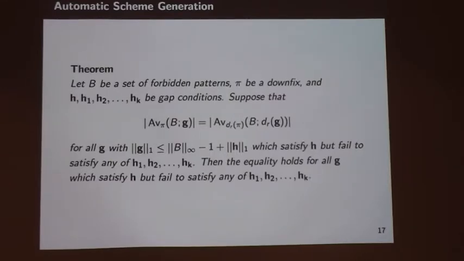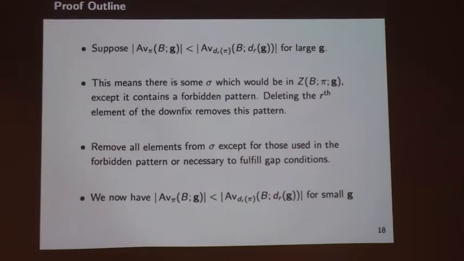All right, so let's outline the proof of this. I should say that both this and the next theorem borrow heavily from ideas that Vatter used in similar proofs for similar objects. The way this proof goes is, suppose that it's not true. Suppose that deleting one of these downfix elements actually increases the size of your avoidance class.